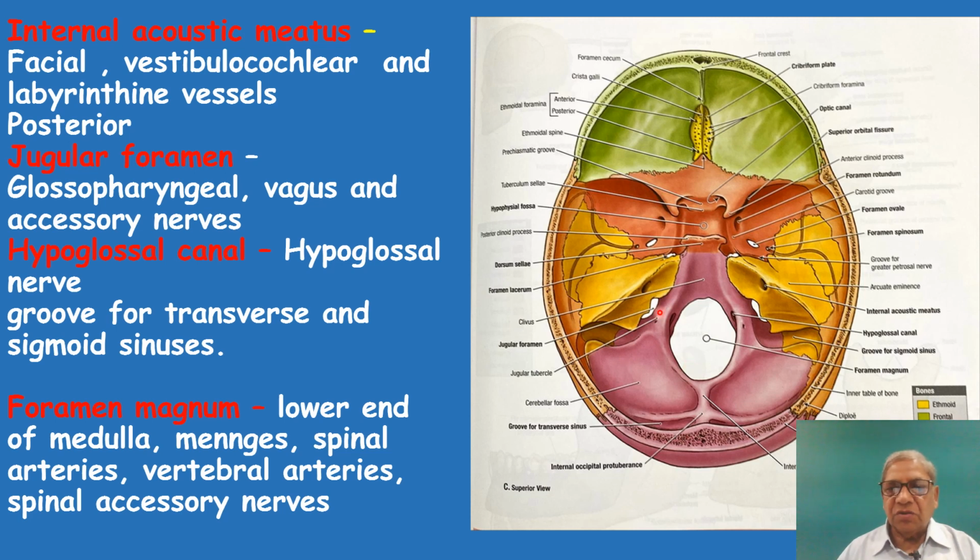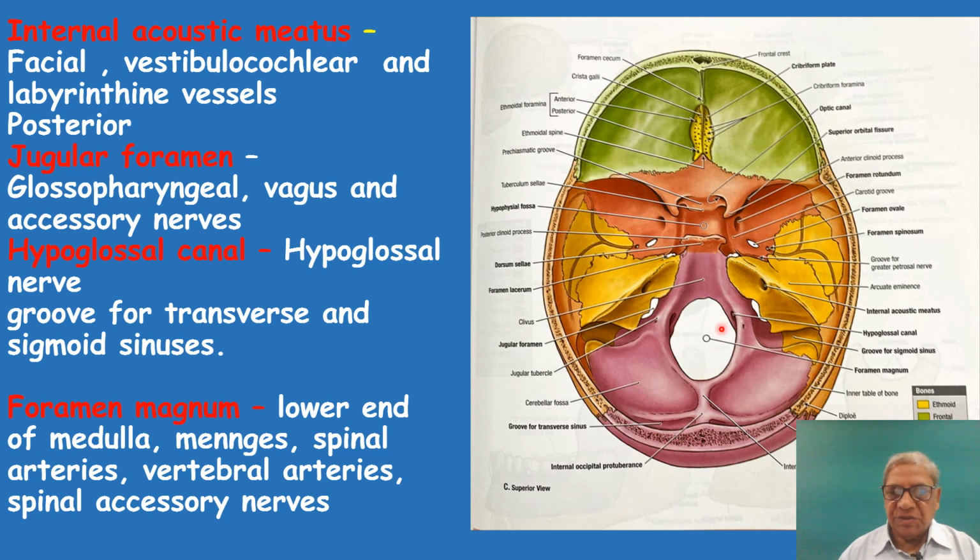Then naturally the question will come, what structures pass through the largest foramen of the body, that is the foramen magnum. You should say that the foramen magnum gives passage to the lowermost part of the medulla oblongata. Never say that it is the spinal cord which passes. It is the lowermost part of the medulla oblongata, and it is covered by three meninges. So you should say the medulla covered by three meninges, dura, arachnoid and pia, passes through that.